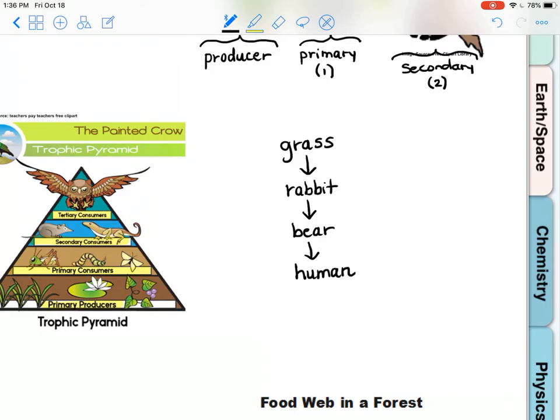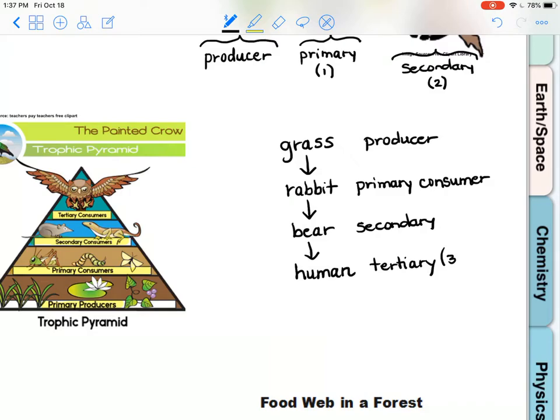So the flow of energy through this food chain is producer, primary consumer. So the rabbit eats the grass. The bear eats the rabbit. So he's second from the grass. And then the human eats the bear. That would make him the tertiary consumer, or the third. So those words, primary, secondary, and tertiary, you probably do need to know just what those mean and how that relates to this chain of movement, energy through the ecosystem.